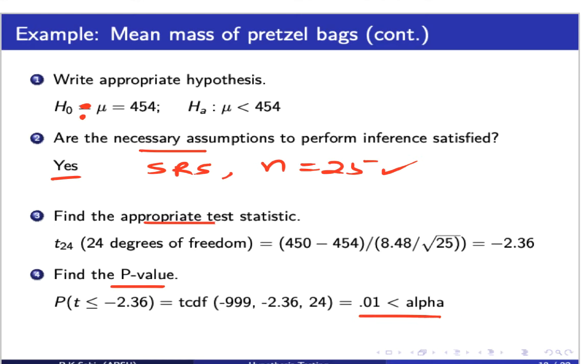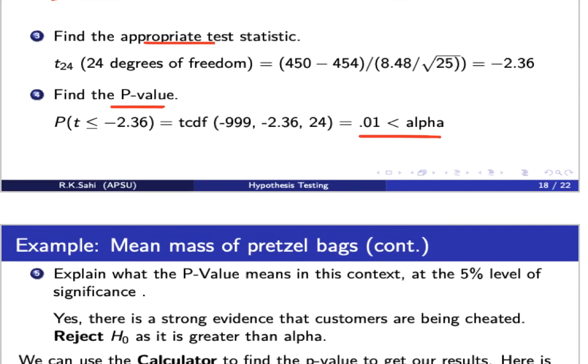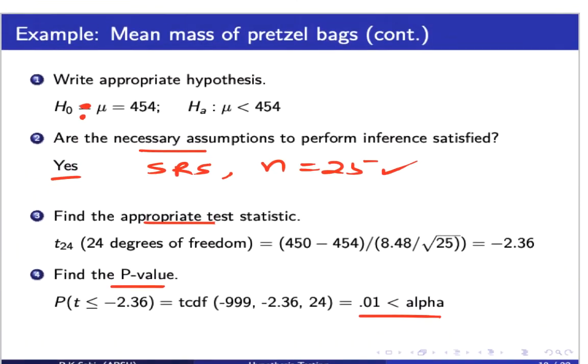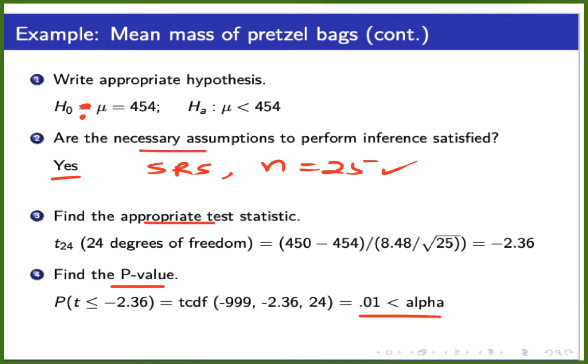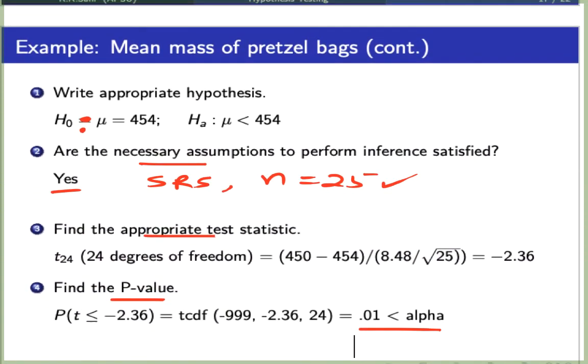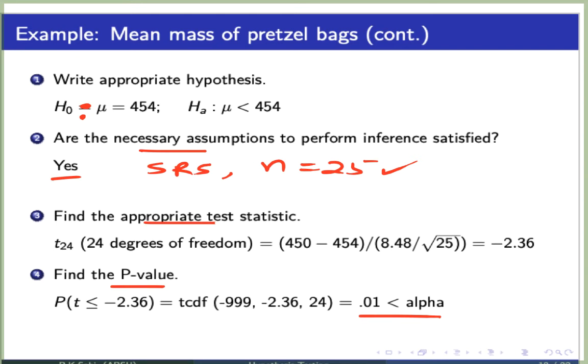It's 0.01, or 0.921, sorry guys, this is a typo here. Okay guys, well this one is right, 0.01, and we are taking the alpha to be what? We're taking a 5%, so definitely this value 0.01 is less than 0.05. That means we are going to reject the null hypothesis, which basically means that the customers are being cheated.